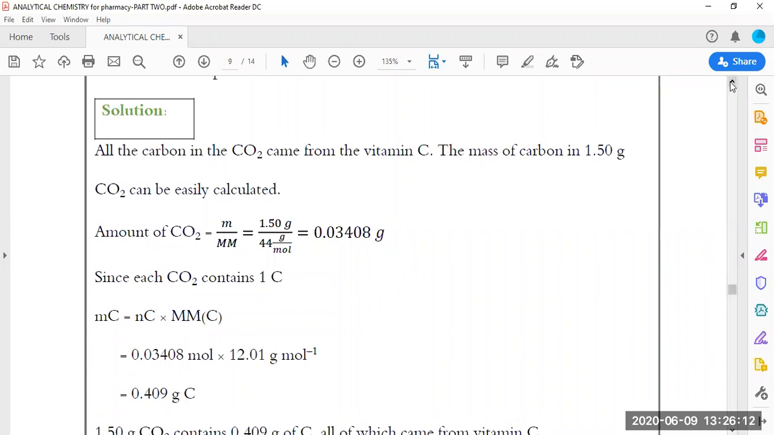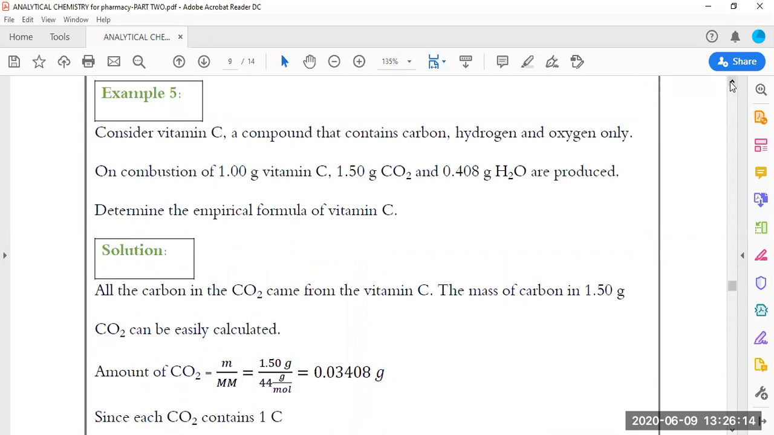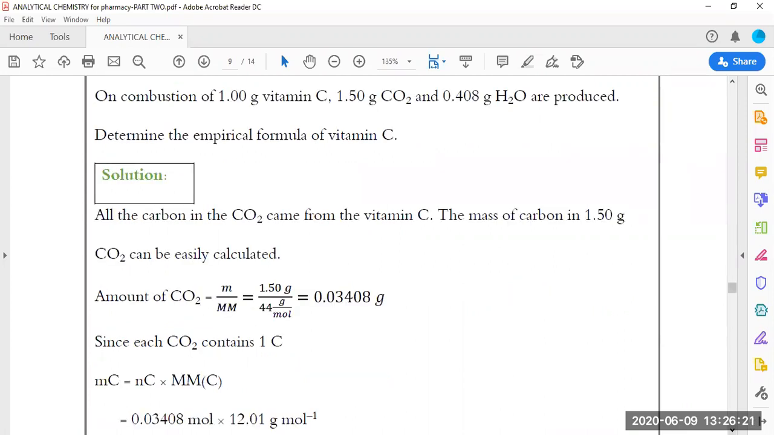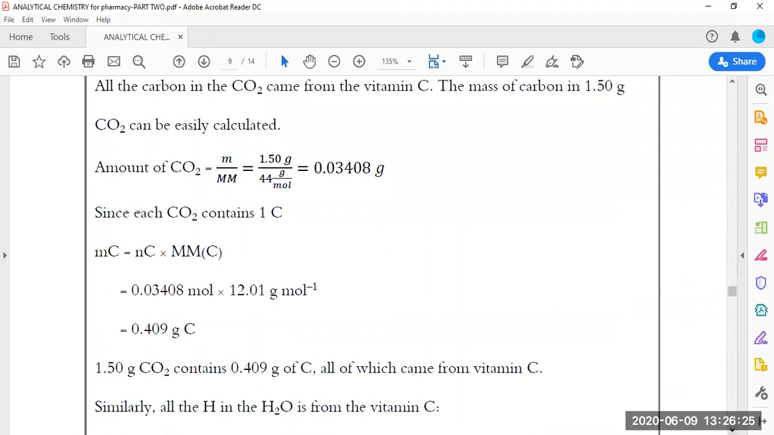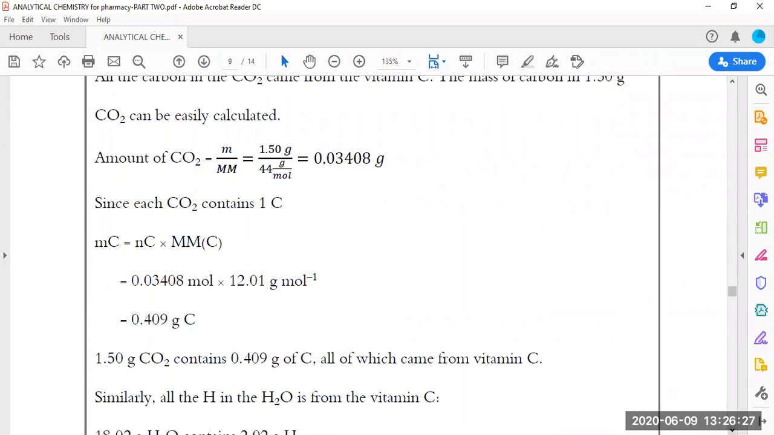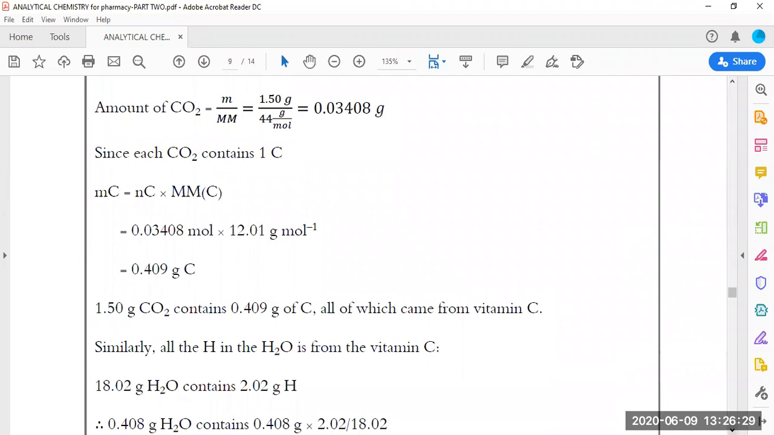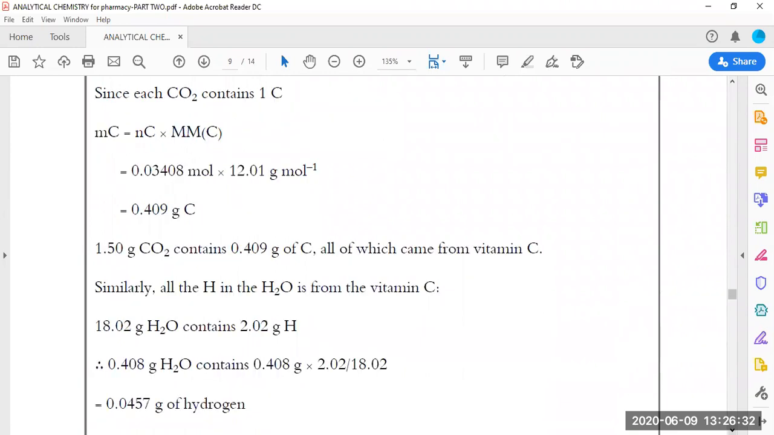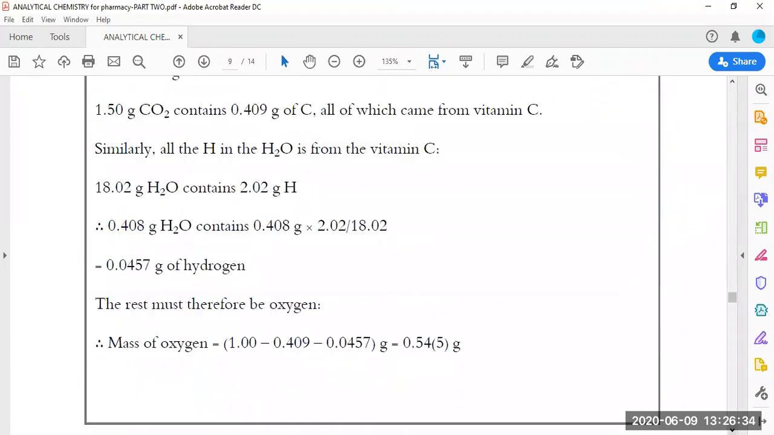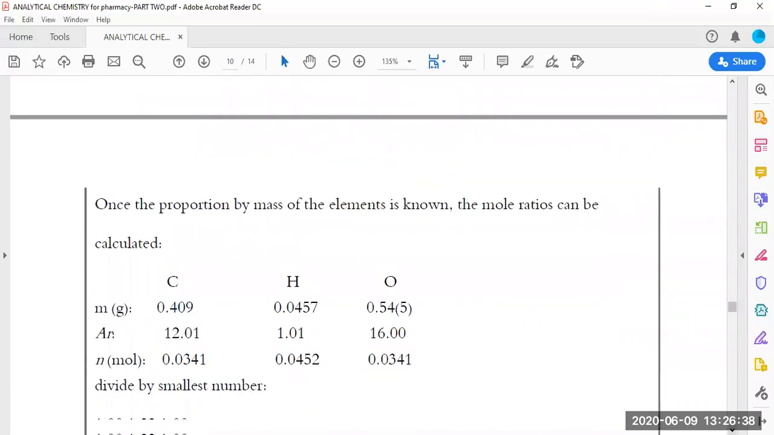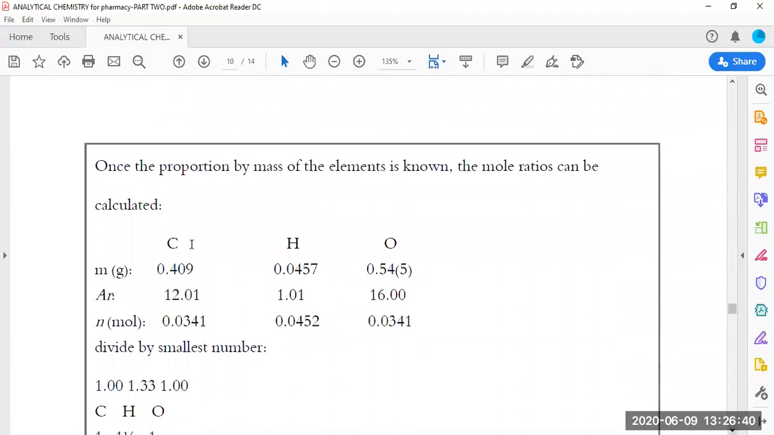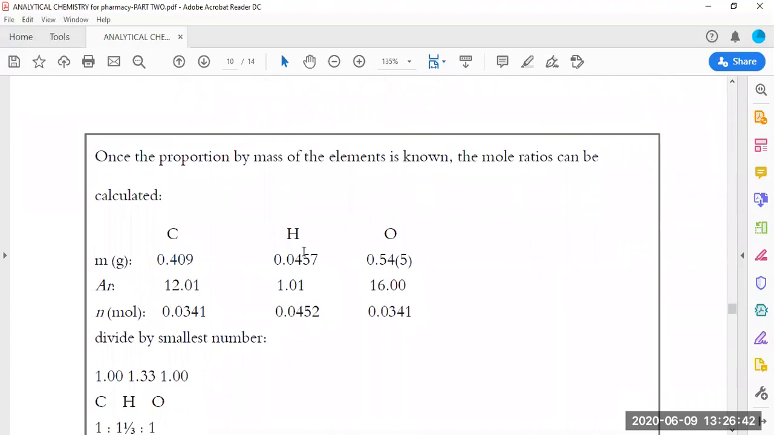Where is it? Yeah, 1.5. Now find out the mass of carbon, how much carbon in it. And I think similarly with hydrogen, that's the masses for carbon and hydrogen and oxygen.